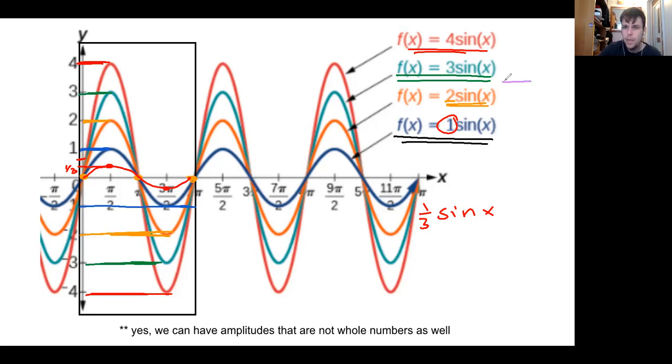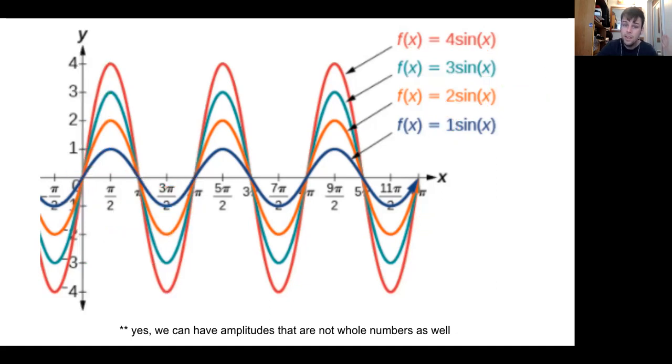We could also have amplitudes that were improper fractions. So we could have something between 3 and 2, like 9/4 sine x. Right, 9/4 is just a little bit bigger than 2. So we'd be going just a little bit past 2, a little bit down. So our amplitude can be anything we want. Fractions, decimals, whole numbers, whatever.